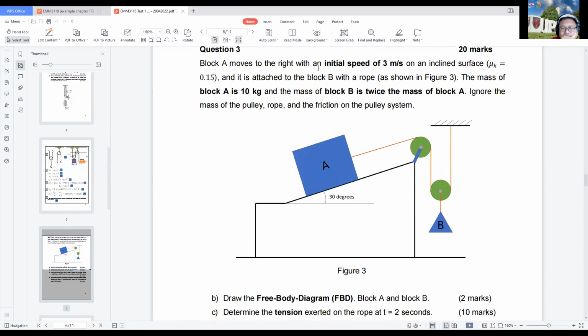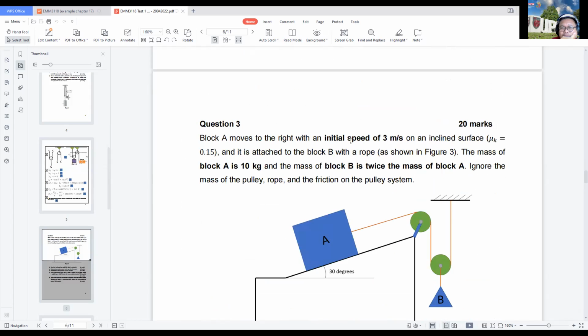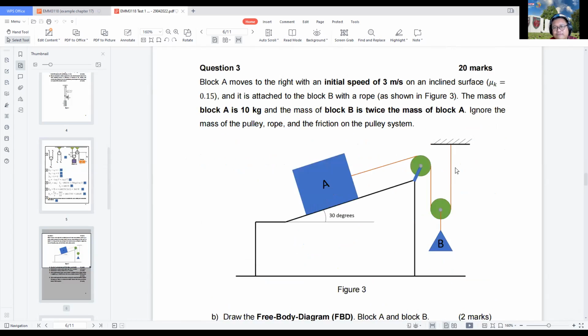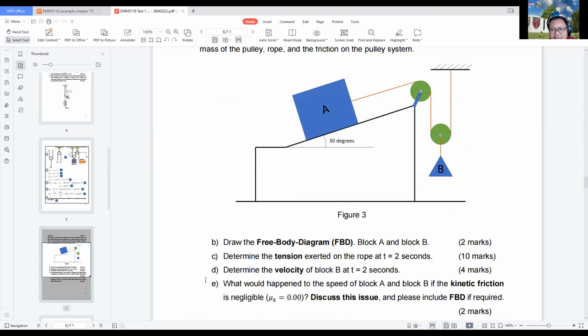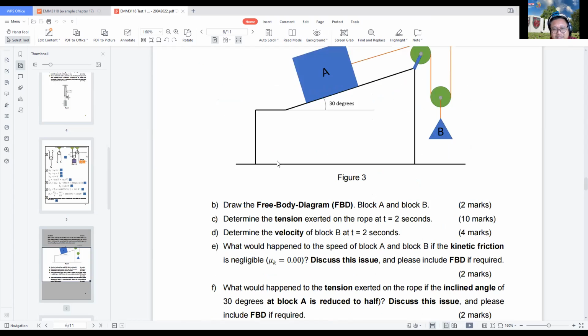Question number 3. Block A moves to the right with an initial speed of 3 meters per second on the inclined surface, attached to block B with rope. The mass of block A is 10 kg and the mass of block B is twice the mass of block A. Okay, don't be confused. I just want to trick you. Block A I draw bigger, and block B I make smaller. But if you read it carefully, block B is heavier than block A. Sometimes there is a trick on the pictures.